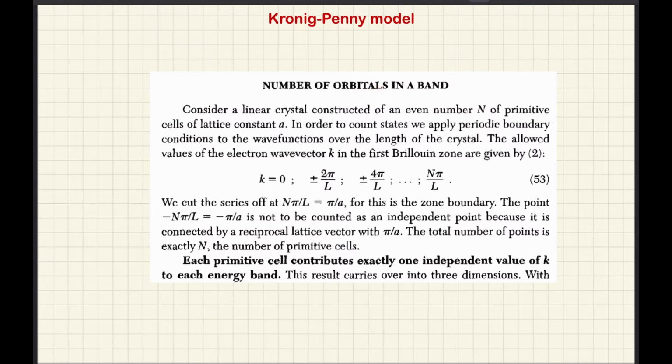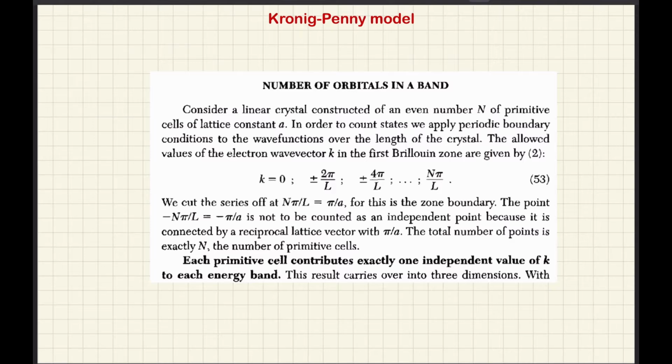Here the allowed values of k are 0, plus or minus 2π/L, and plus or minus 4π/L, etc., up to plus or minus nπ/L. Here I have taken n as an even integer, which represents the number of primitive cells of lattice constant a. Now, how many distinct values of k are allowed? This we have to determine, and that will give you the number of orbitals in a band.